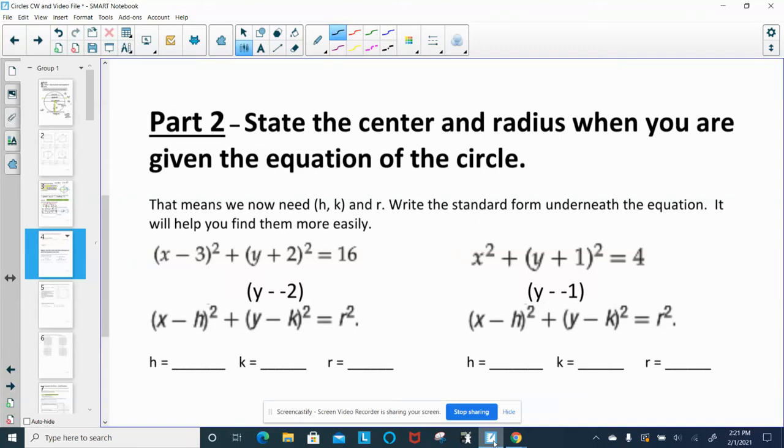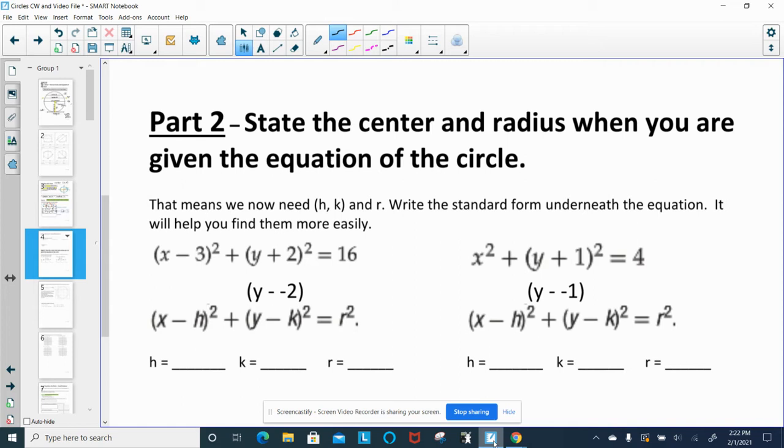Okay, so now that we've gotten through the vocabulary of the circles and learned about the standard form of the equation of a circle, what we've done so far is write the equation of a circle. Well, now in part two, we're going to go in the opposite direction. Instead of writing the equation, we're going to be given the equation, and we're going to give from the equation the center point and the radius length. So on the bottom of page 4, you'll see a couple of examples.